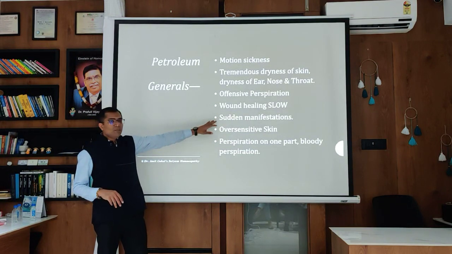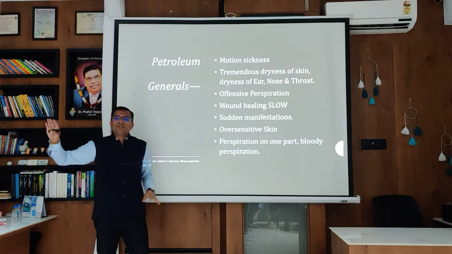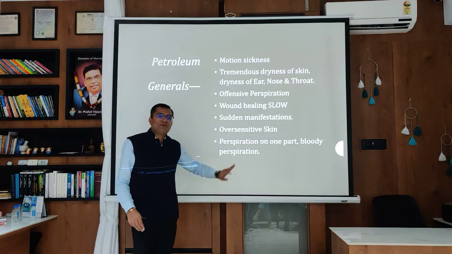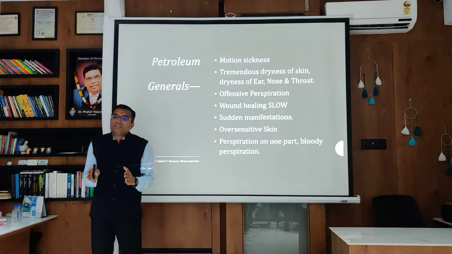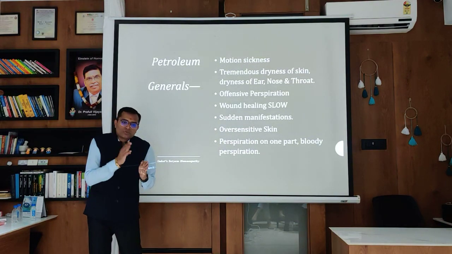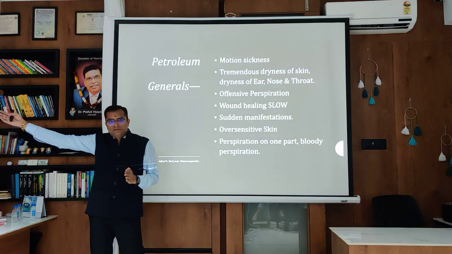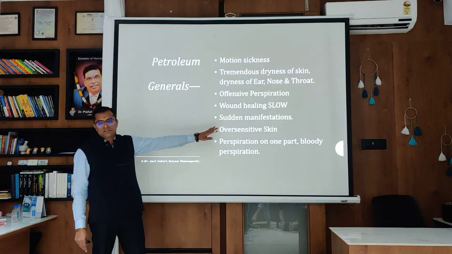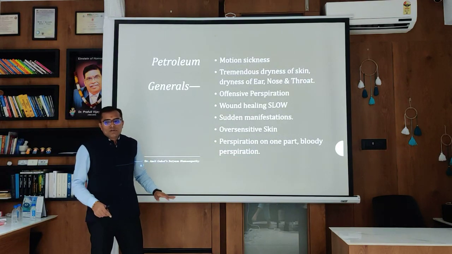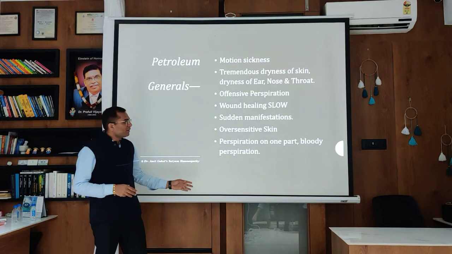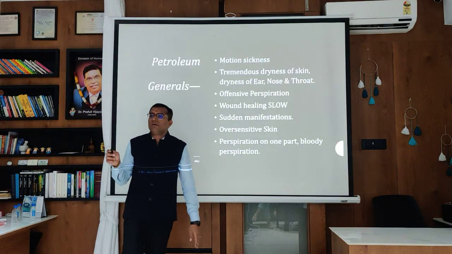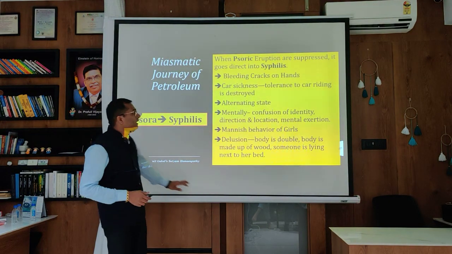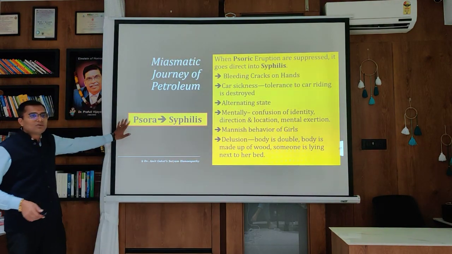A very important aspect of differentiation is that all carbons are slow, but petroleum's manifestation is very sudden and fast. So petroleum is fast because petroleum lacks psora to syphilis. Okay, so that is why the suddenness of manifestation. The skin is very sensitive, with perspiration on one part, bloody perspiration. Again, bloody perspiration; we have an ophidia in that remedy, Crotalus fidus. So the miasmatic journey is directly from psora to syphilis.